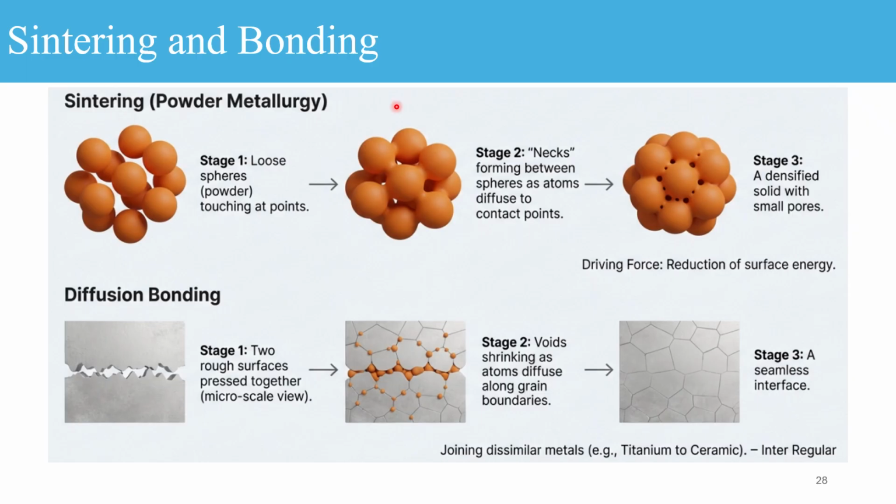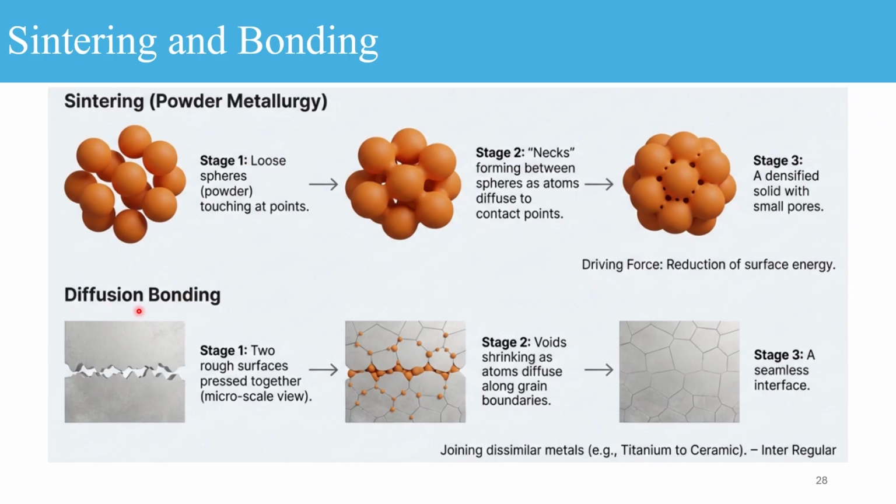In the top one, we have sintering, which is powder metallurgy. We have the different loose powders here barely touching each other at points, and then because the powders start to diffuse atoms to the contact points, they start forming this neck-like structure, and ultimately they diffuse fully, making a densified solid with small pores. In this case, the driving force is the reduction of surface energy. So the materials try to reduce their surface energy, and we get these densified solids.